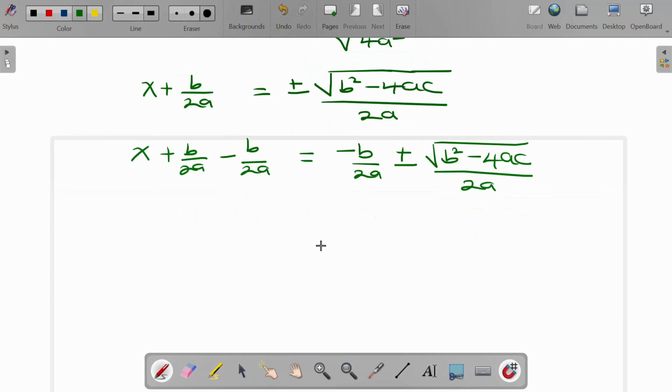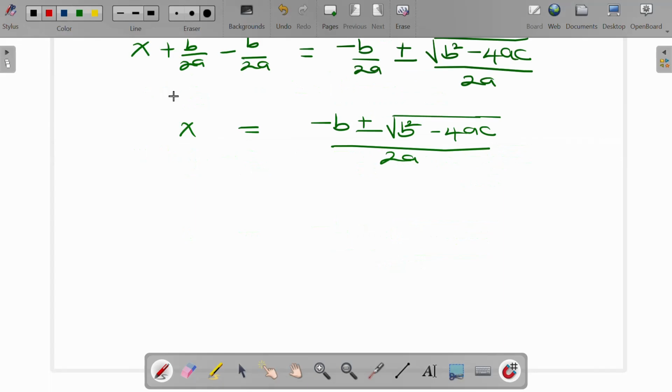And now on the right hand side, we see that the denominator is the same. We are having the 2a here, also the 2a. So we can now simplify this. So this side on the left, we are going to remain with our x, which equals to our negative b plus or minus the square root of b squared minus 4ac divided by the 2a. This becomes our quadratic formula.